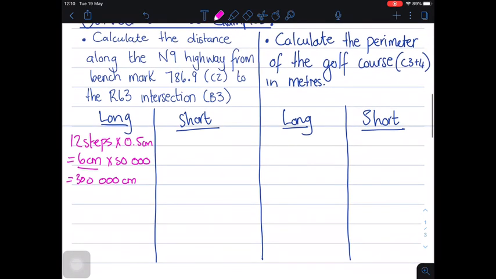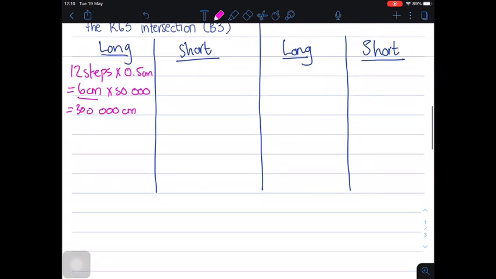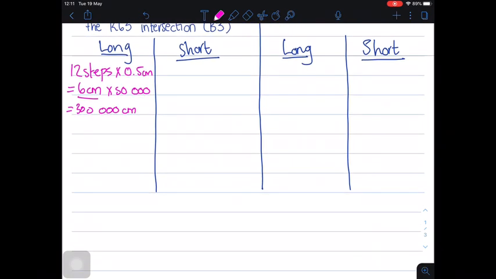And the question didn't ask for kilometers specifically, but because the distance was greater than a centimeter initially, we're going to automatically use kilometers here. So I'm going to take my answer and divide it by 100,000, and that will then give me 3 kilometers as my distance. The short method, again, you had 12 steps.